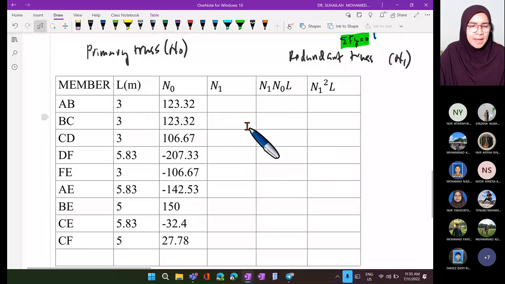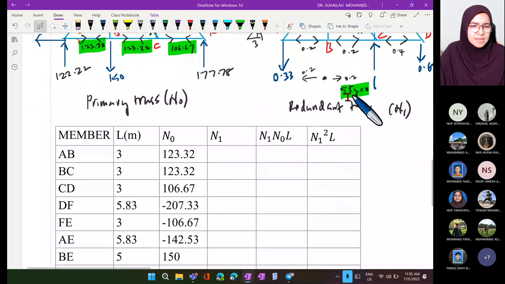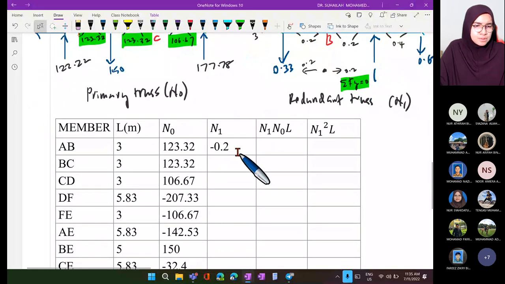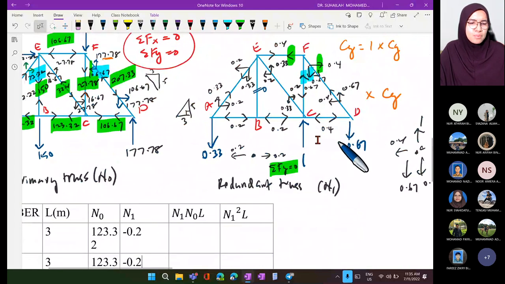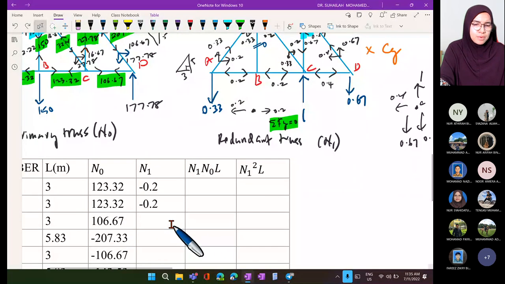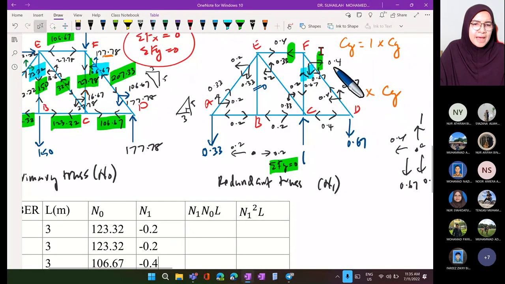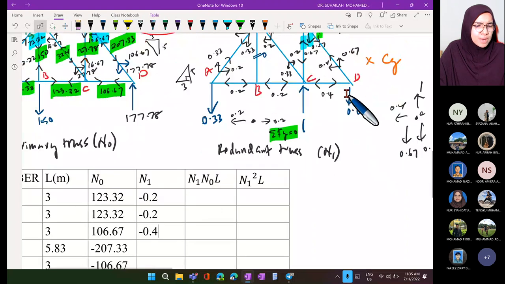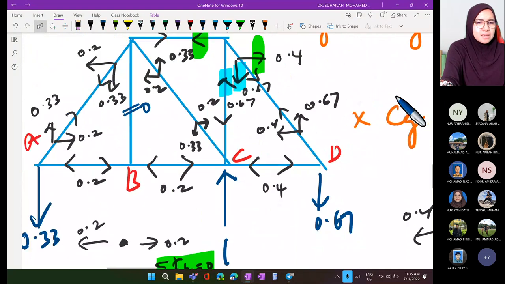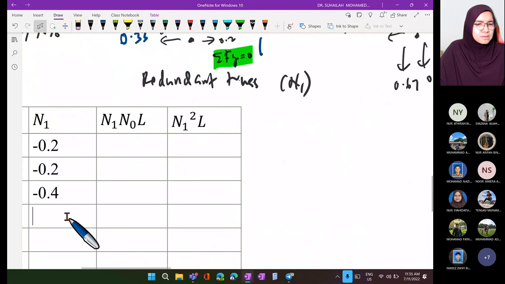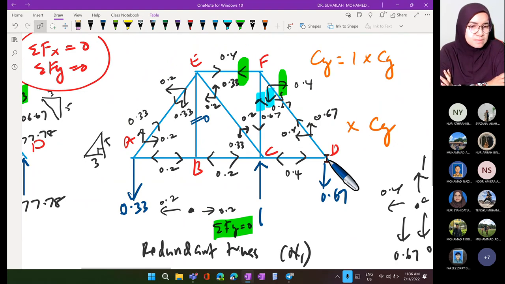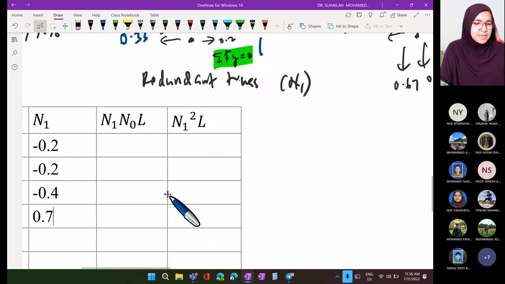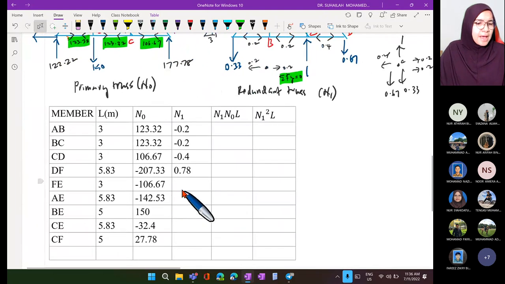Okay, next is N1. N1 is negative 0.2. Check balik dengan yang you salin, 0.2. And then CD is negative 0.4. Okay. DF berapa DF? DF between 0.4 and 0.67, it is positive. Please calculate 0.4 and 0.67. What is the hypotenuse? 0.78. Okay, next is FE.